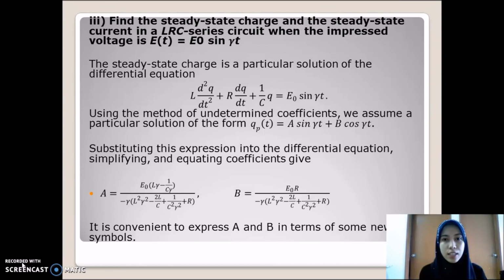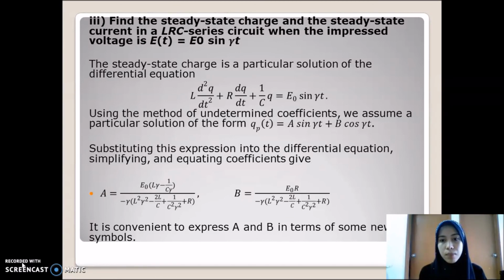Problem 3: find the steady state charge and the steady state current in an LRC series circuit when the impressed voltage is E(t) equals E0 sin gamma t. We can see here that the steady state charge is a particular solution of the differential equation, as you can see in the formula.